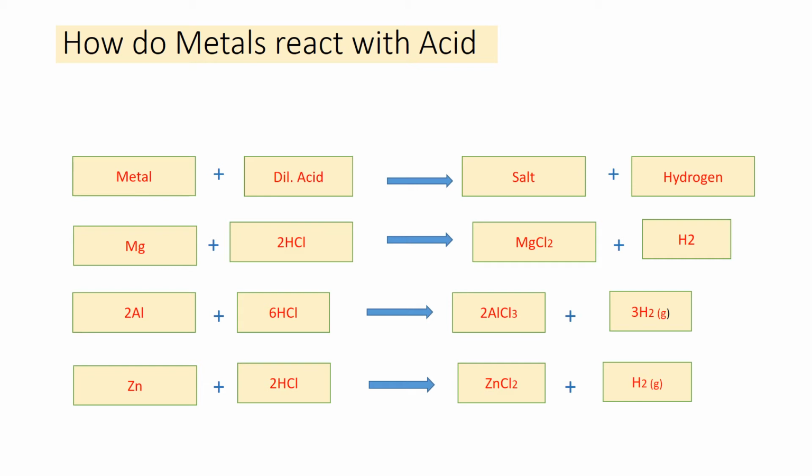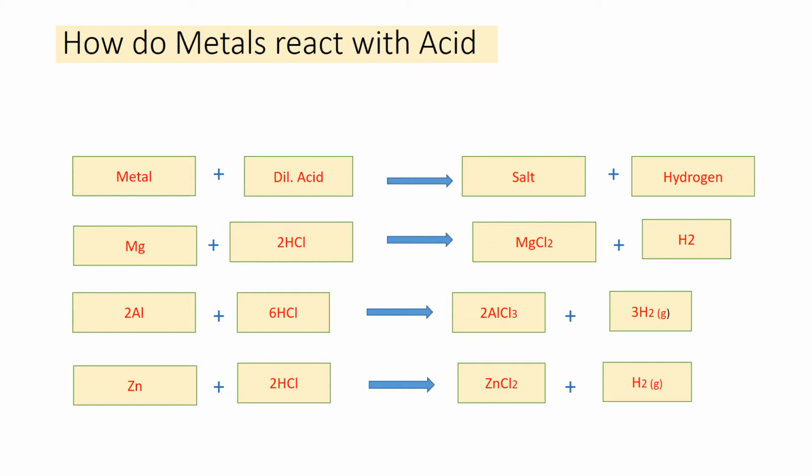Magnesium, when it reacts with HCl, forms magnesium chloride. The formula is MgCl2, plus hydrogen gas. The reaction is balanced here. You can see MgCl2 and H2, and that is why 2 is written here.